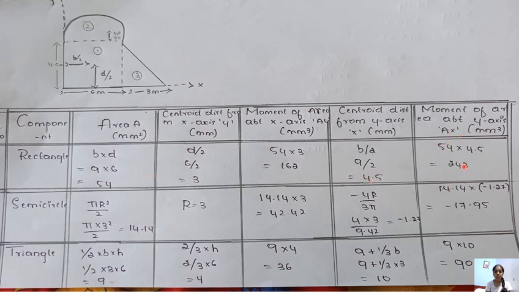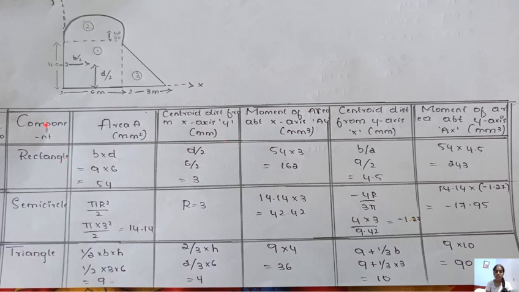And then the last is moment of area about y-axis, that is A into x. 54 into 4.5, you will get 243, and 14.14 into minus 1.27, you will get minus 17.95, and 9 into 10, you will get 90. So now we have to calculate the x bar.